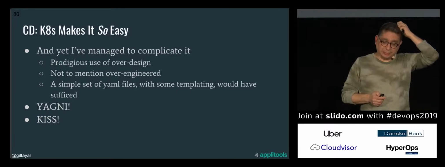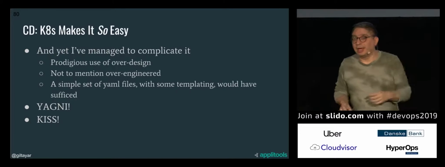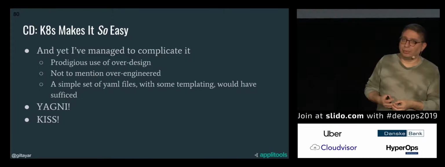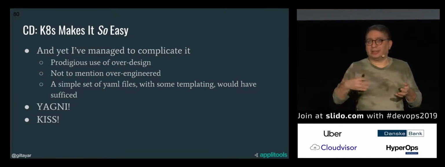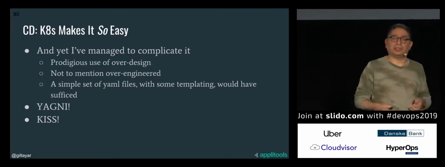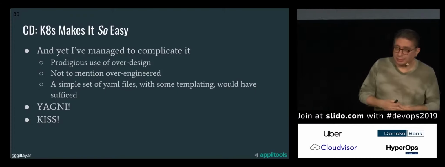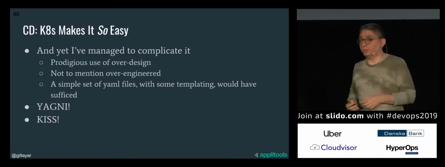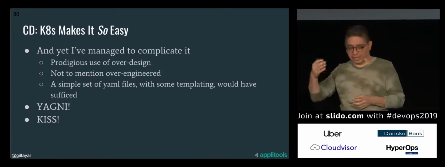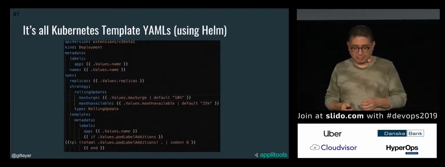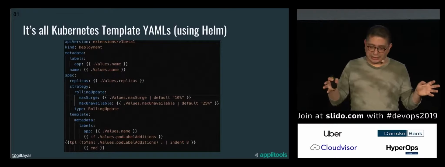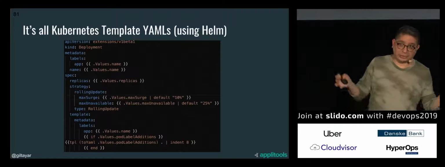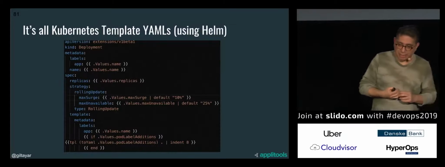What about CD? CD is deployment. Kubernetes is a godsend. It's difficult to understand in the beginning, but once you understand it, it's a godsend, really. I managed to overcomplicate it because I'm human, but we're simplifying it right now. It's now all Kubernetes template YAMLs. We're using Helm. We're going to throw Helm away. I don't see a real reason to use Helm today.